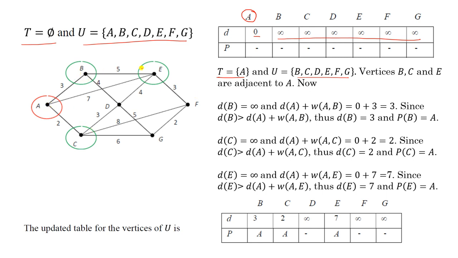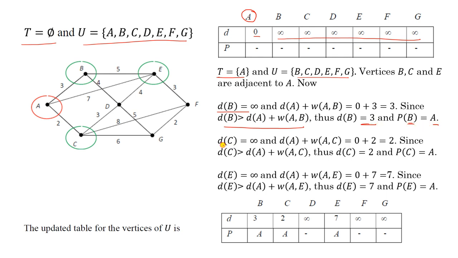Now for each of these B, E, and C, we will calculate the terms which we have given in the algorithm. Now dB, this is the existing distance. dB is infinity. Now we will calculate dA plus W, meaning the distance of B through A. So this is dA plus WAB. Initially dA equals 0 and WAB equals 3. So 0 plus 3 equals 3. Since dB equals infinity, infinity is greater than 3. So this condition is satisfied. Now you will update dB. So dB will be updated as 3 and the parent of the vertex B will be A.